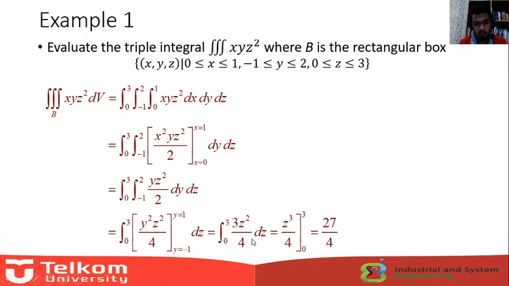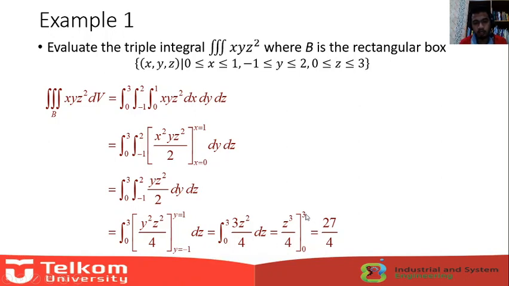Next, the last step is we have to find the integral with respect to dz. So the integral of 3 over 4 z square dz. We will get 3 times z cubed over 3 times 4. Then the 3 with the 3 will cancel, so we will get z to the power 3 over 4, where z is from 0 until 3.